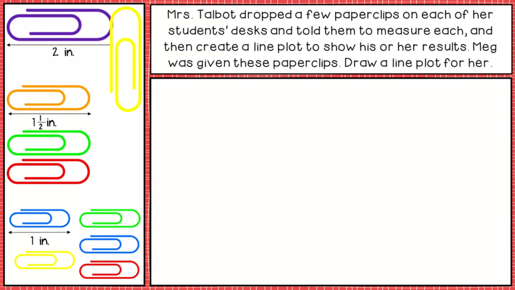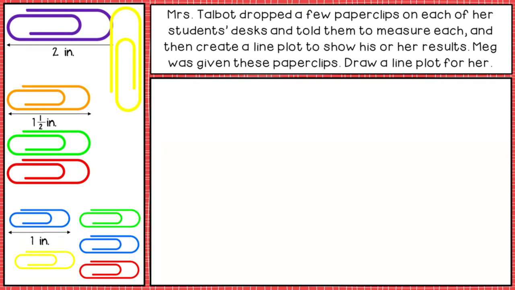Another example, Mrs. Talbot dropped a few paper clips on each of her students' desks and told them to measure each one, and then create a line plot to show his or her results. Meg was given these paper clips. Draw a line plot for her. Well, Meg already went ahead and she measured her paper clips. So these ones were 2 inches, these ones were 1 1/2, and these ones were 1 inch. So let's help her draw her line plot.